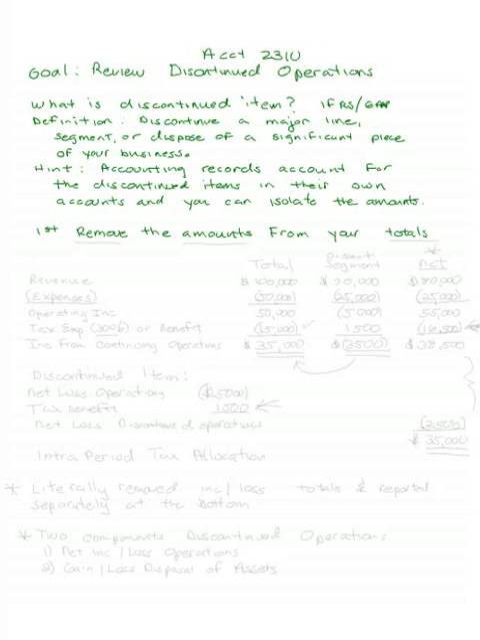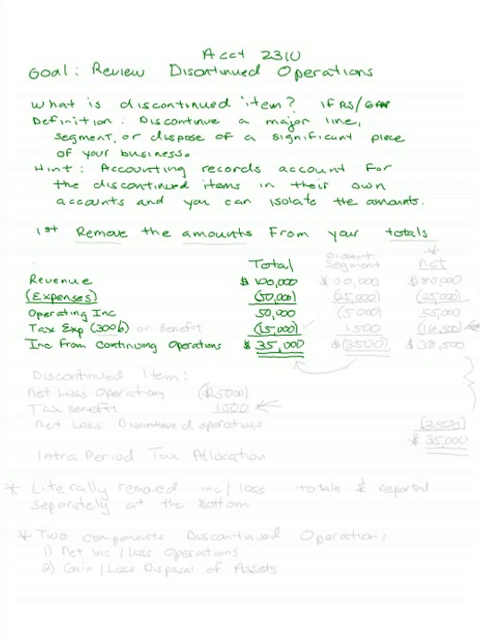Let me give you an example. Let's start our example with the following income statement. You have a business whose total revenue is $100,000, expenses $50,000 for operating income of $50,000. I'm assuming a 30% tax rate in my example. Subtract that, and you can see income from continuing operations was $35,000.